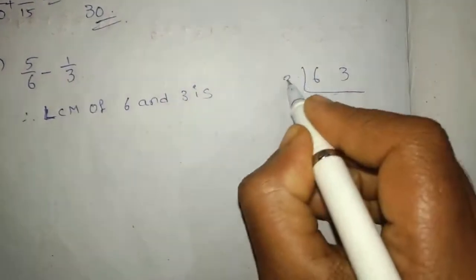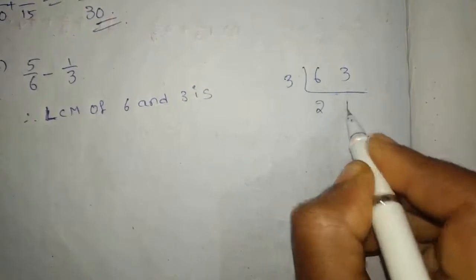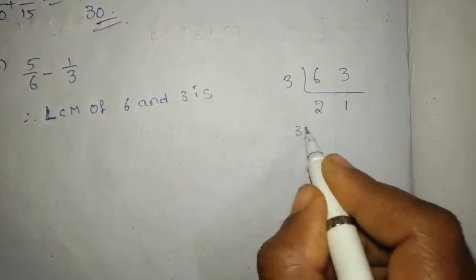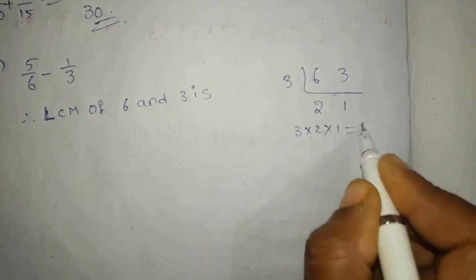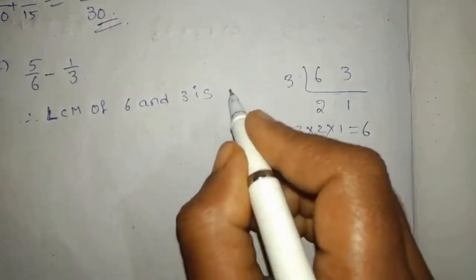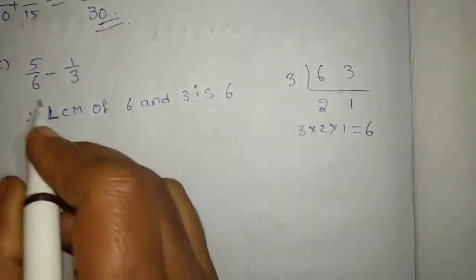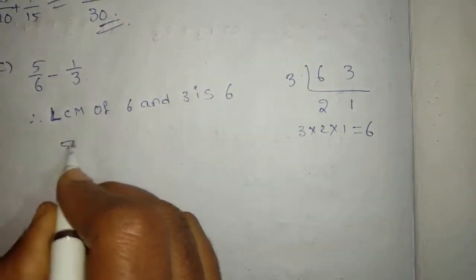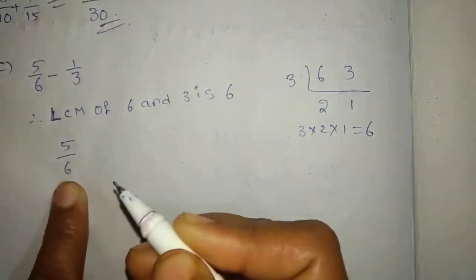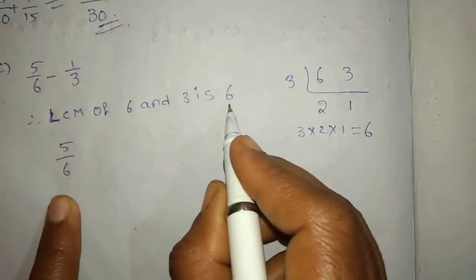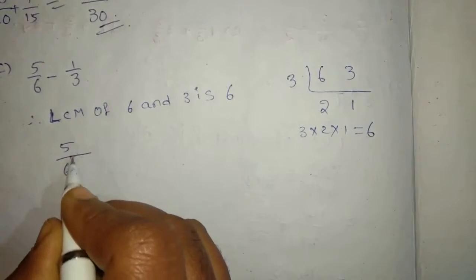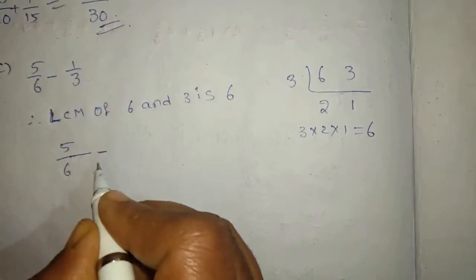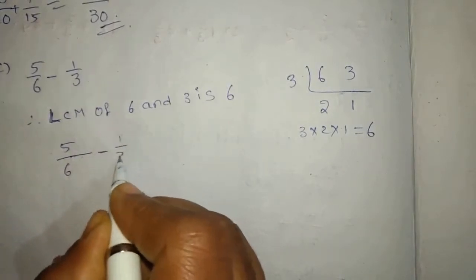First you take the 3 table: 3 2s are 6, 3 1s are 3. So therefore LCM is 3 into 2 into 1. 3 2s are 6, 6 1s are 6. Therefore LCM of 6 and 3 is 6. Now the first fraction is 5 by 6. In the denominator 6, 6 how many times makes 6? Only one time. So no problem. Here minus 1 by 3.